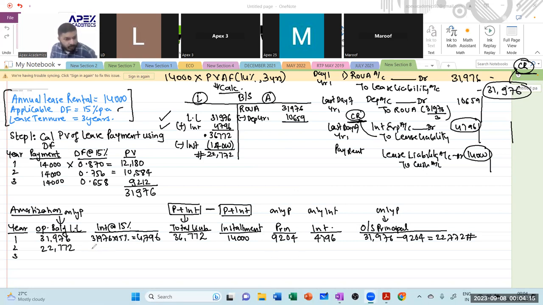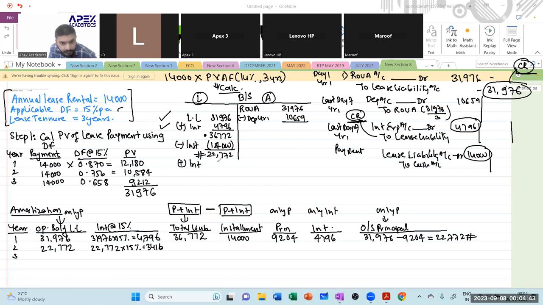Calculate interest for year 2. What is your answer? 3,416. Is it 22,772 multiplied by 15%? Yes. How much is it? 3,416. Can I write 3,416? Yes. With this interest, will the liability increase?